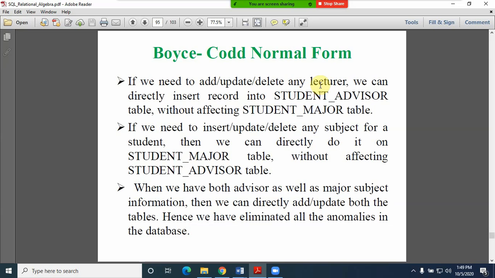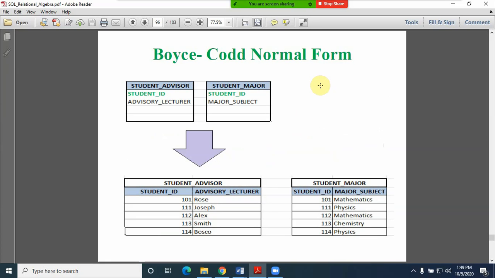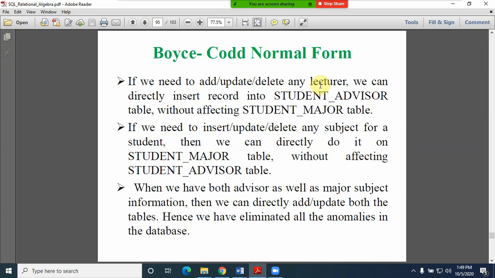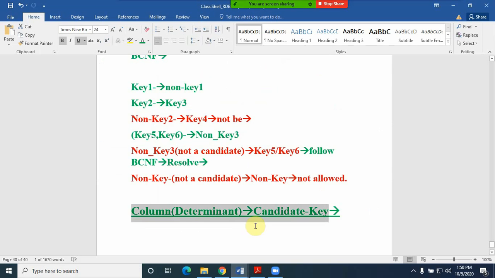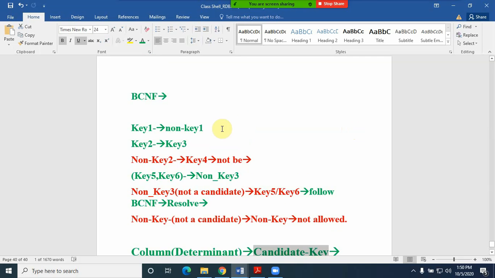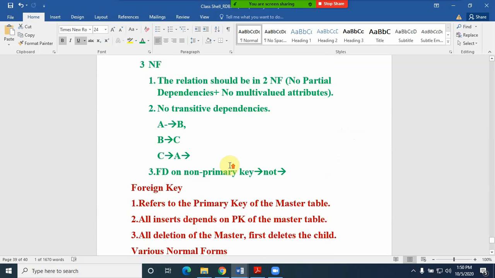To avoid that, we have taken two tables, one is student advisor and the second is student major. By doing so, we can easily track all this information, and we have achieved that whichever entries we have on the left side become candidate keys, and there is no chance of generating a key with the help of a non-key. That is how you can observe the concept of the Boyce-Codd normal form.